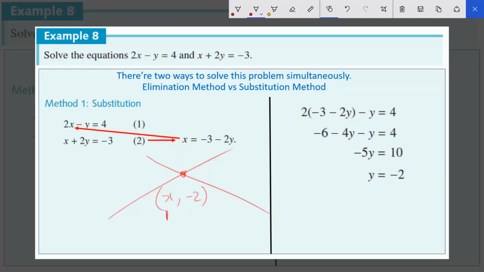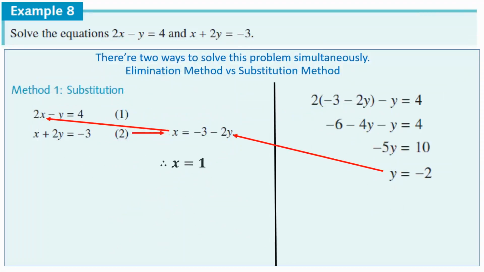Okay? But what I want you to see is what you're really doing, why the substitution method works. Now, you put it back in and you get x equals 1. And that's your point of intersection. Now, if we do the elimination method, it should also give you the same answer.